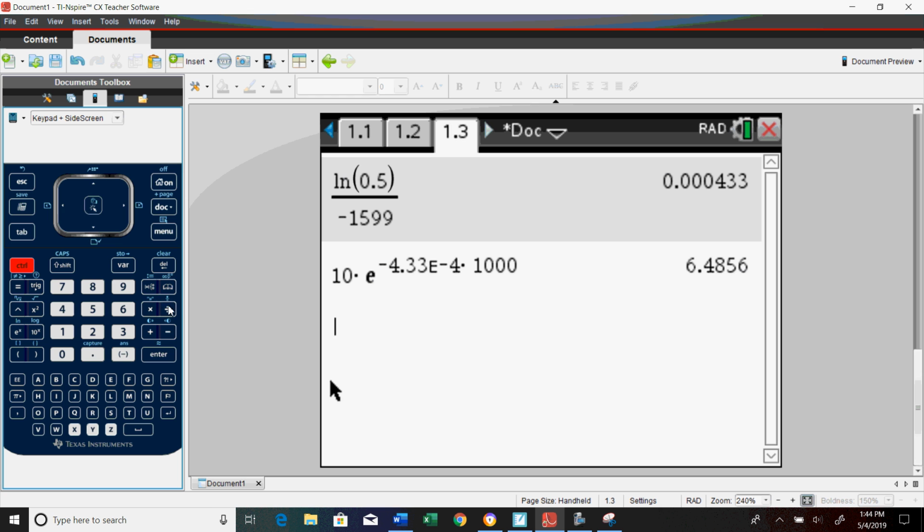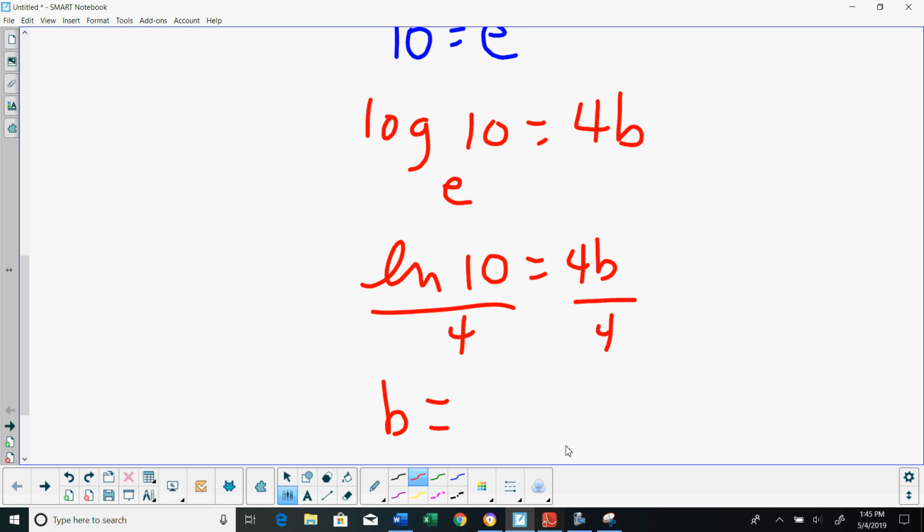I want ln of 10 divided by 4. So ln of 10 over 4, and I'm getting 0.575646. Let's keep all those decimal places.